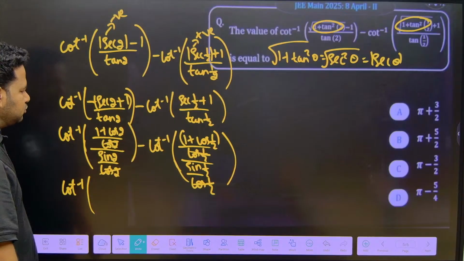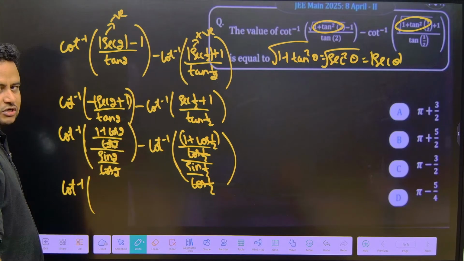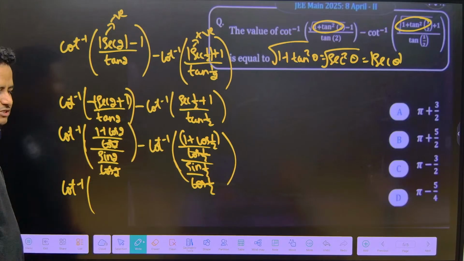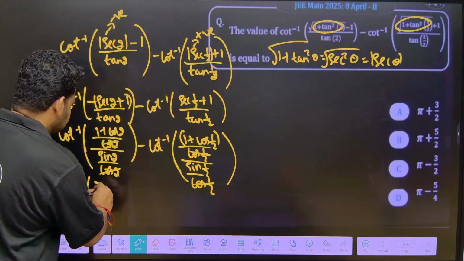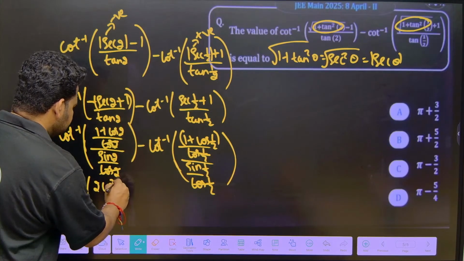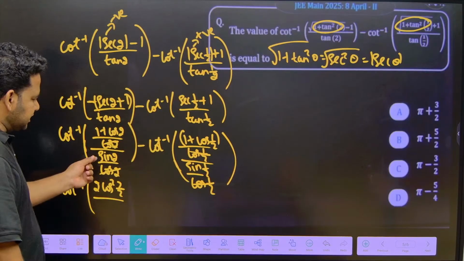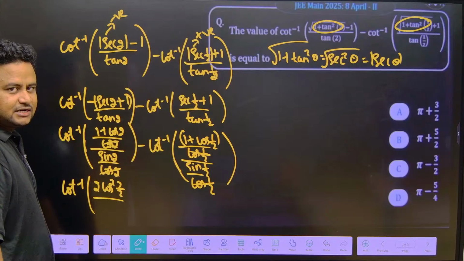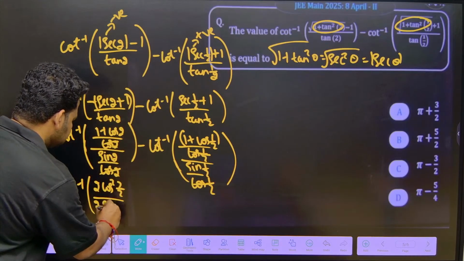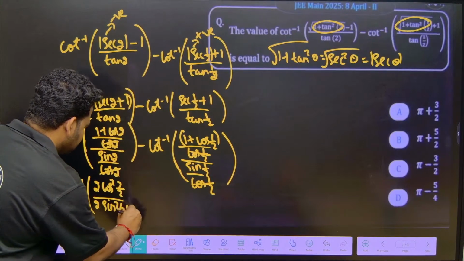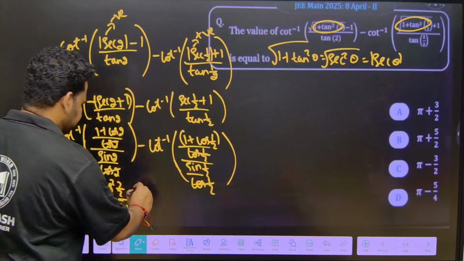1 plus cos theta. 1 plus cos theta is nothing but equal to what, friends? 1 plus cos theta is nothing but equal to 2 cos square theta by 2. Divided by sin theta, and sin theta can be written as 2 sin theta by 2 cos theta by 2. So I can write this as 2 sin 2 by 2 cos 2 by 2. I am writing for your understanding; otherwise I can directly cancel and write it.